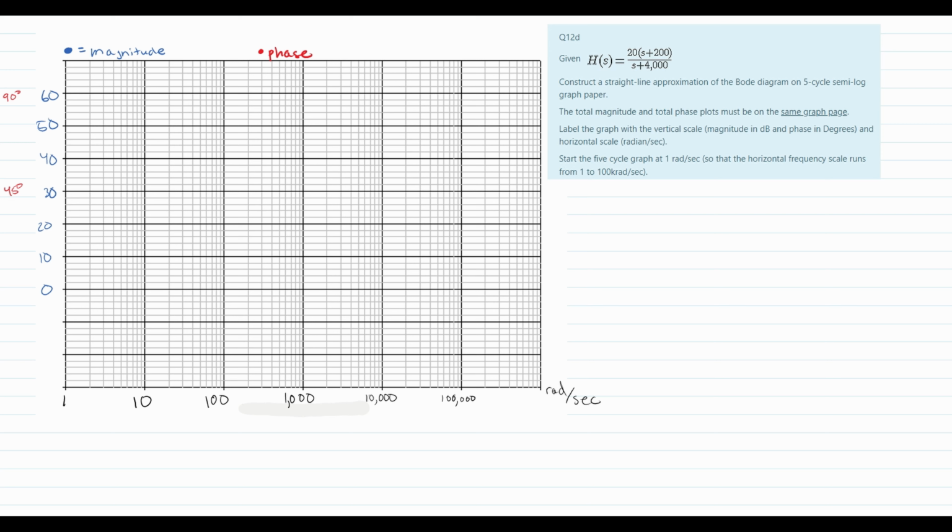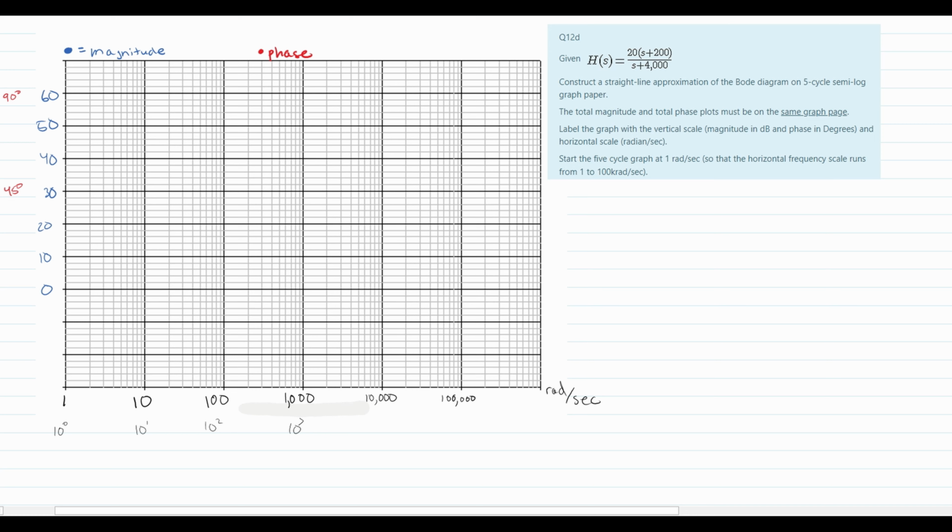We need to label the graph with the vertical scale, the magnitude in dB and phase in degrees, and the horizontal scale in rads per second. For the horizontal scale, I have this written out. This can also be written as 10 to the 0th, 10 to the 1st, 10 squared, 10 cubed, and so on, but I like to write it out, just seeing the actual values.